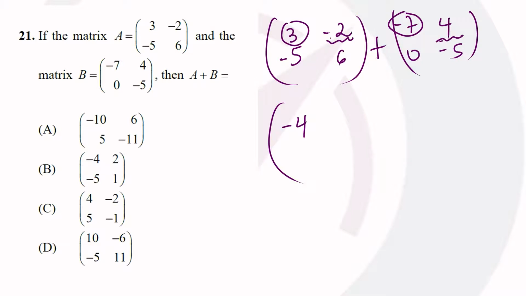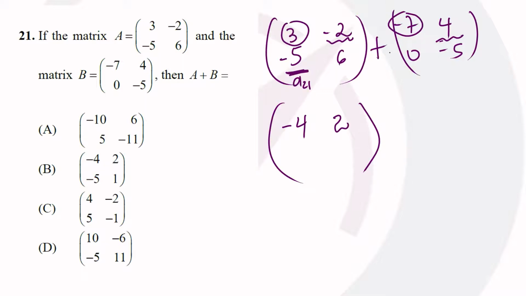So that's going to be negative 2 plus positive 4, and that will give us positive 2. So we put that positive 2 in our row 1, column 2. Now we're looking at this one. Negative 5 is in row 2, column 1.